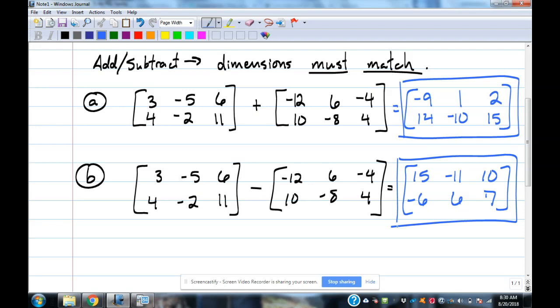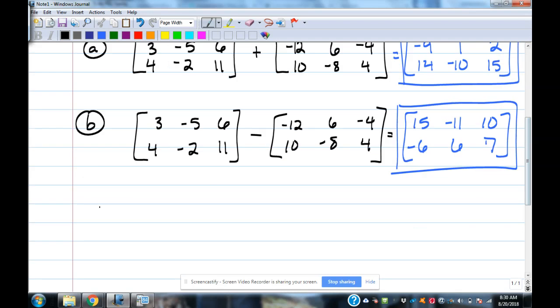So in order to add and subtract matrices, what do they have to be? Same size. If they're not the same size, for example, just take 1, 3, 4, 5, 6, 7, 8.